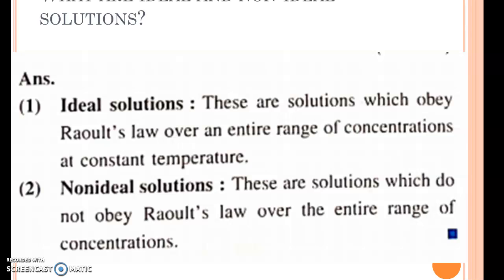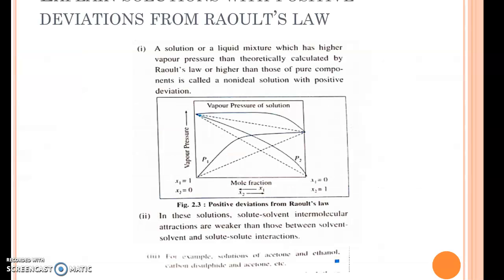Let's move on to the next question. Explain solutions with positive deviations from Raoult's law. In this, the graph is really important. You can draw this graph roughly in the answer sheet. It may give you extra points.